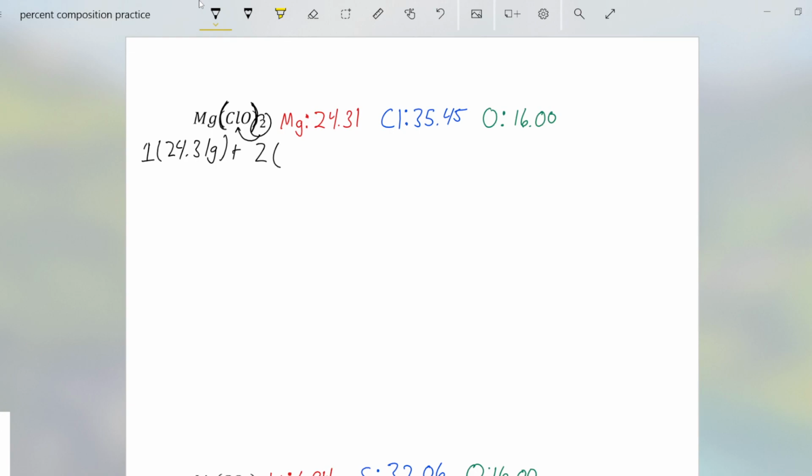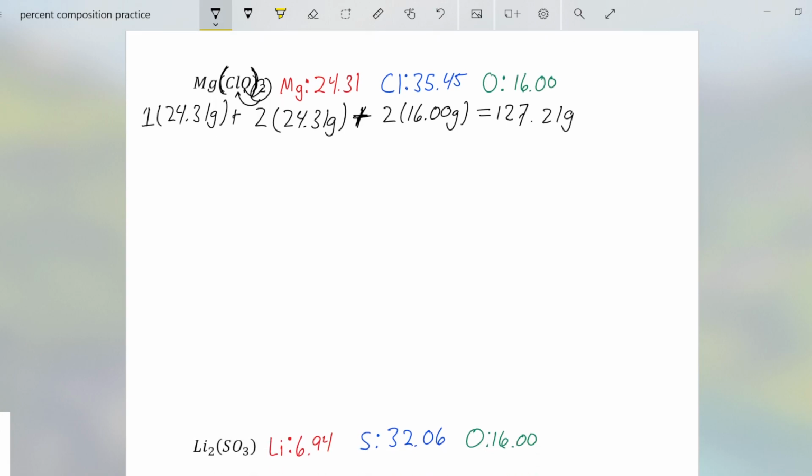So I take 2 times 35.45 grams. And the same thing happens with the oxygen. There's an imaginary 1 there that we just don't write. I multiply my 2 into my oxygens, and I get 2 times 16.00 grams. If I add all of that together, what do I get? I get 127.21 grams.